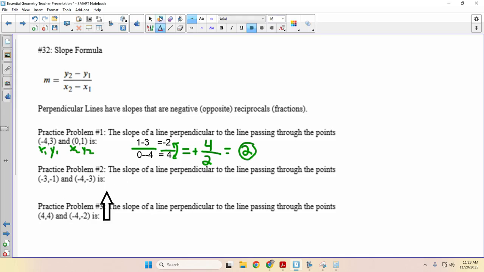Okay, let's do this a little bit faster. So again, we're going to label, so that if we get distracted in the middle of this, we know who goes where. So we label and then we put into their proper place. So y2 is negative 3, it goes first, minus y1, which is negative 1.